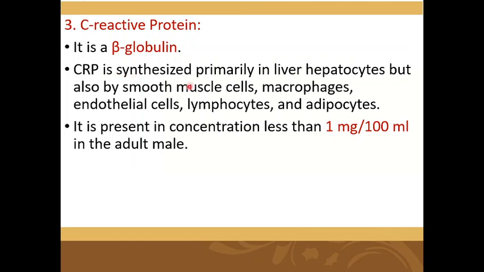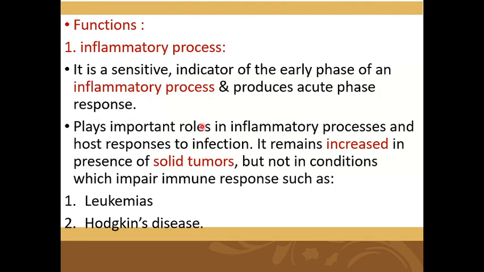C-reactive protein is synthesized in the liver hepatocytes, but also by smooth muscle cells, macrophages, endothelial cells, lymphocytes, and adipocytes. Adipocytes, that is the cells of the adipose tissue. It is present in a concentration of less than 1 milligram per 100 ml in adult males. Have you understood till here? Okay? Let's come to the functions. Now be careful.